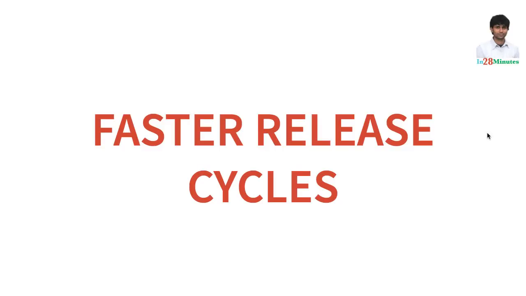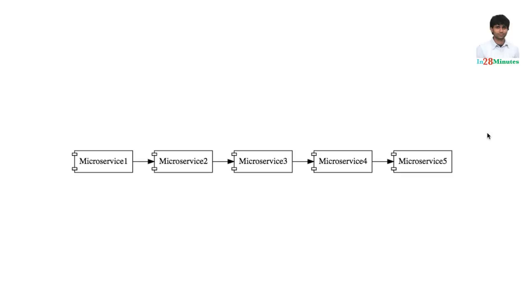What are the most important things to be able to release things very fast? You need to be able to test things fast. You need to be able to guarantee the reliability of your application. Now, how do you guarantee the reliability of the application? It's by testing the microservices much faster.